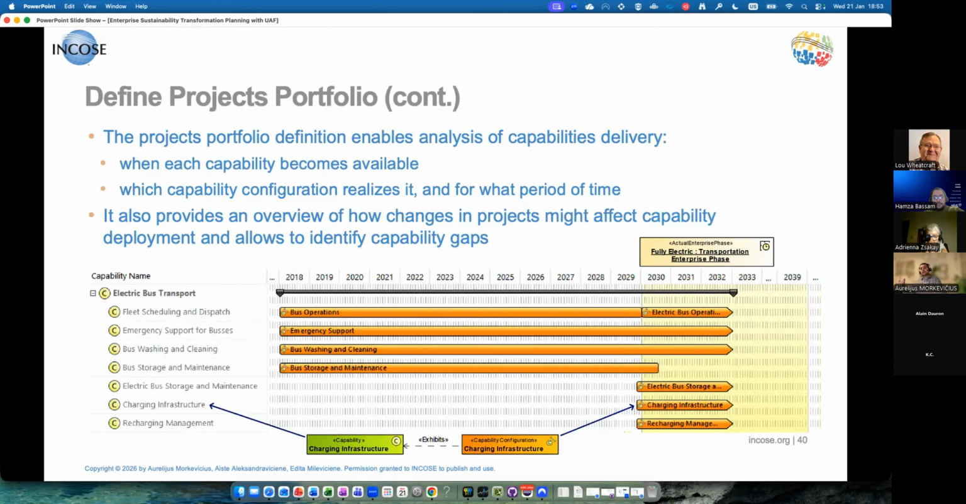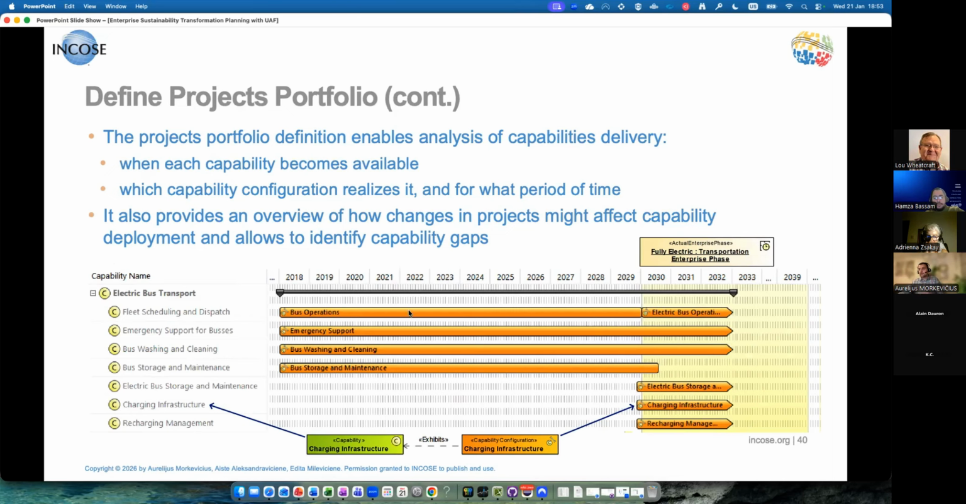Now, when we go on the capability portfolio, it's again the timeline, but it's slightly different, because this is where we don't look into the projects, but we look into the capabilities. And the capabilities are here related to the project. So if our project plan says that the electric bus storage will be available at the end of 2029, this is where we can see that our capability becomes available. We don't have this capability before.